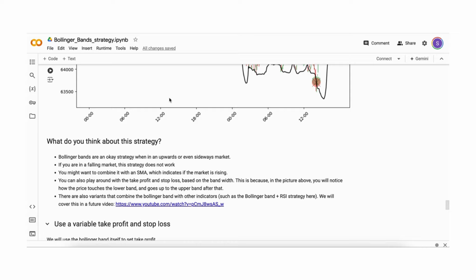And basically what we learned from this video is that Bollinger Bands as a strategy is easy to code, but as a single indicator, it may not give you a winning strategy. But we can combine it with other strategies, and we have some intuitions on how to combine it with other indicators in order to form a winning strategy.